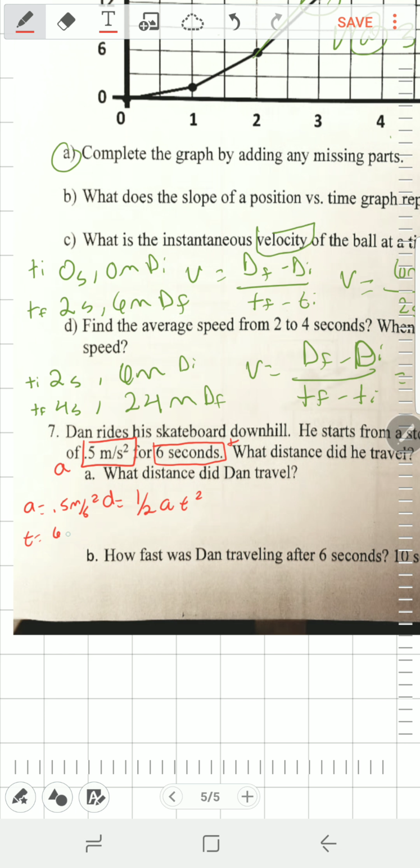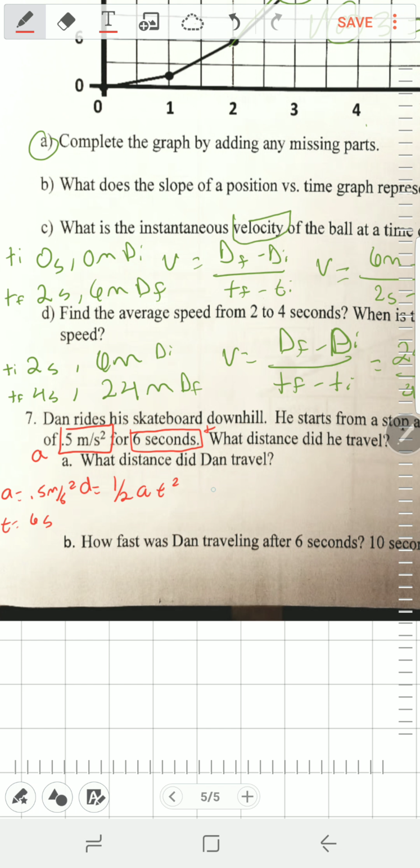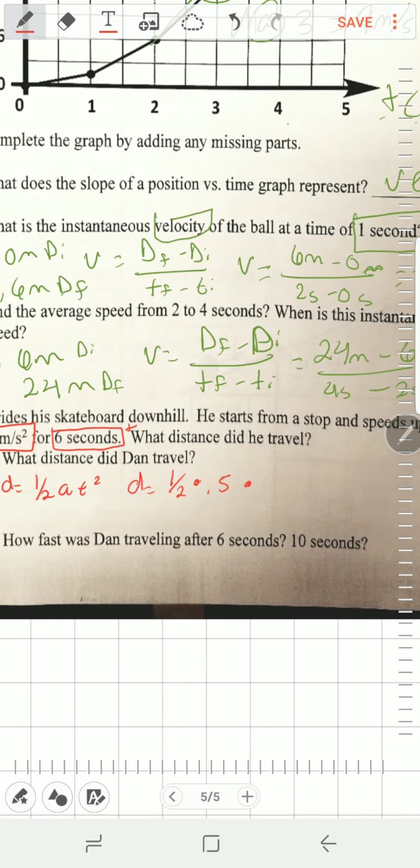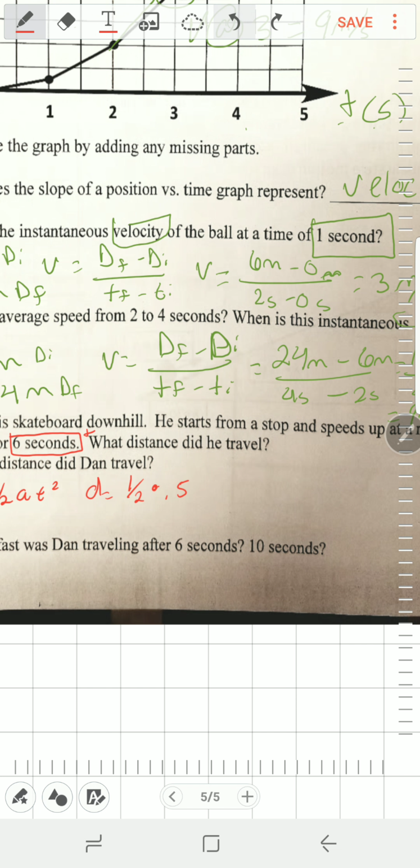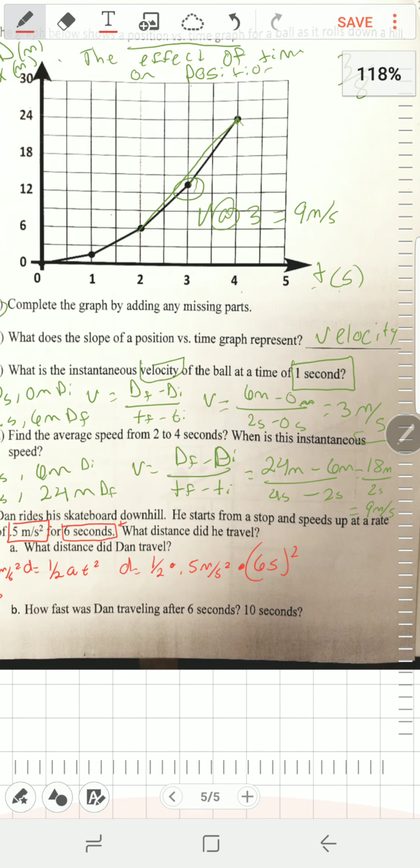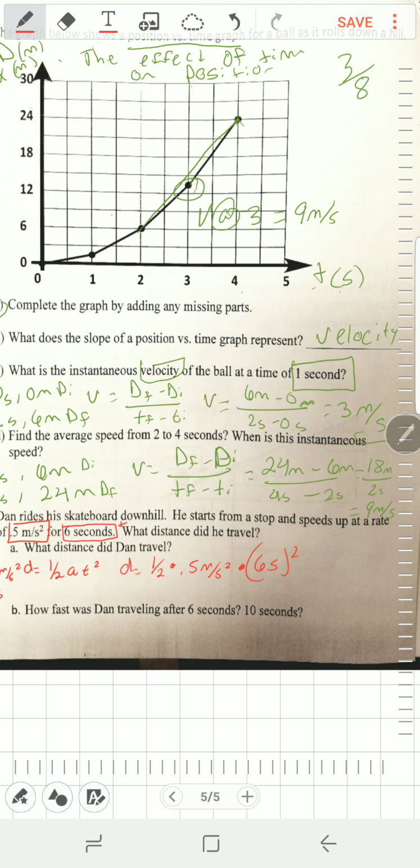T equals 6 seconds. So let's plug them into the equation. D equals 1/2 times 0.5 times, let's plug in my proper units so we're not confused, 0.5 meters per second squared times 6 seconds, and all of that is squared. Now, let's break this down. That means D equals 1/2 times 0.5 meters per second squared times 36 seconds squared.